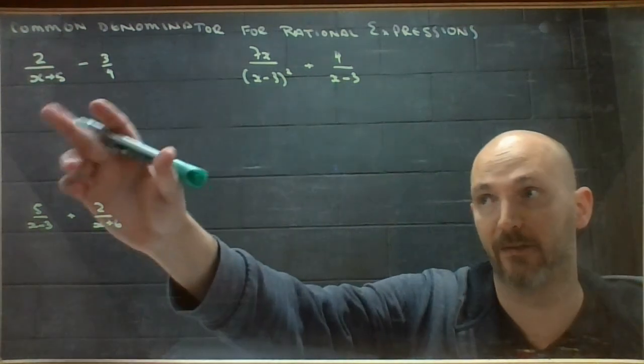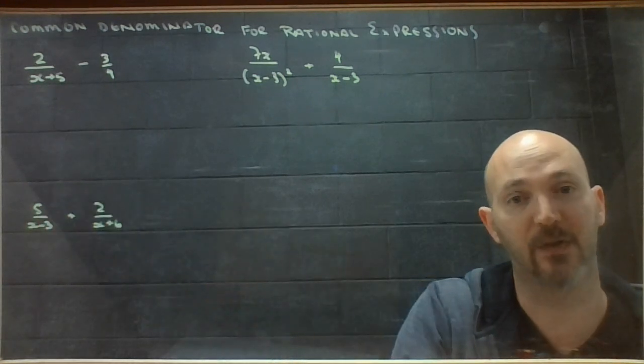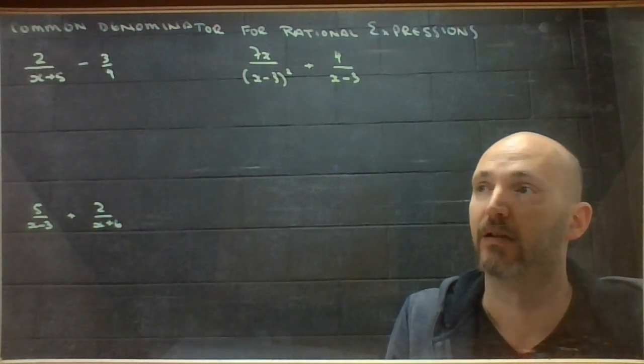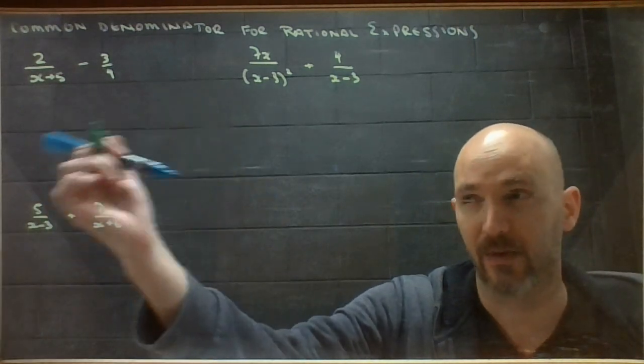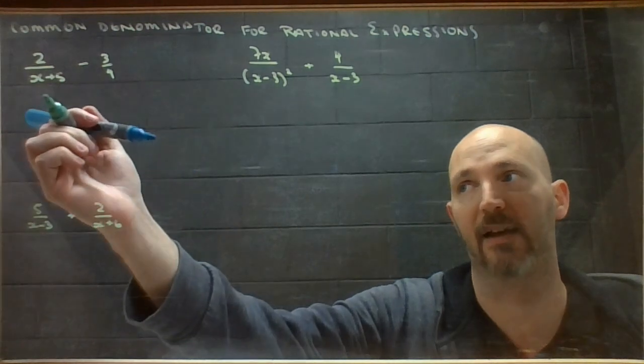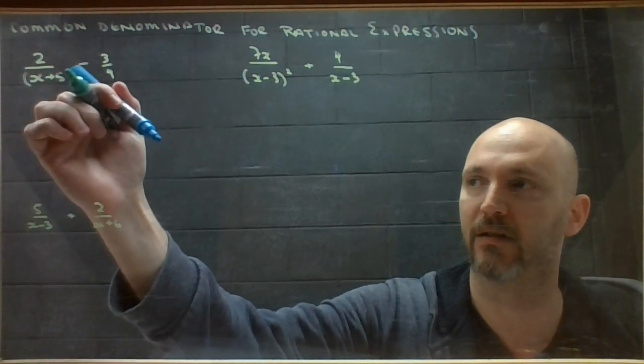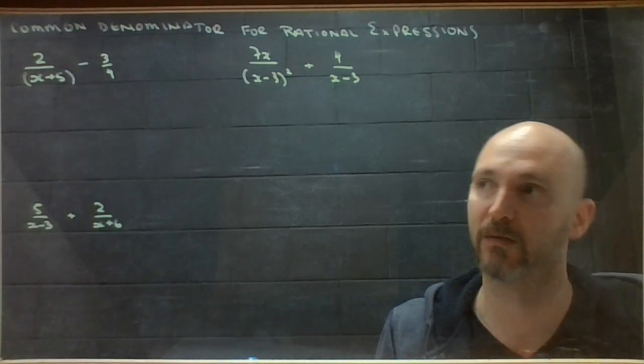So again, I have two fractions. The denominators don't match, so I need to introduce the pieces I need. These are different because instead of being a number or an x all multiplied together, this has an x plus a number. So that ends up being like a factor on its own.